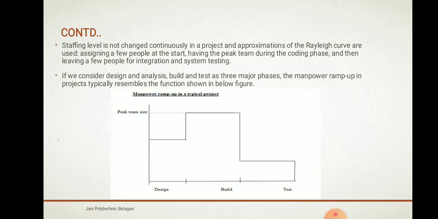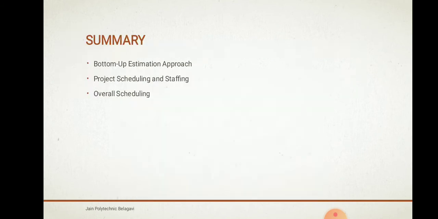If you consider design and analysis, build, and test as the three major phases, the manpower ramp up in a project typically resembles the function shown below. In the design phase few people are involved, and when the build phase comes it rises to the peak team size. In the build phase a large number of people are involved, and again after building, in the test phase, very few people are involved. In this video we have discussed the bottom up estimation approach, project scheduling and staffing. Thank you.